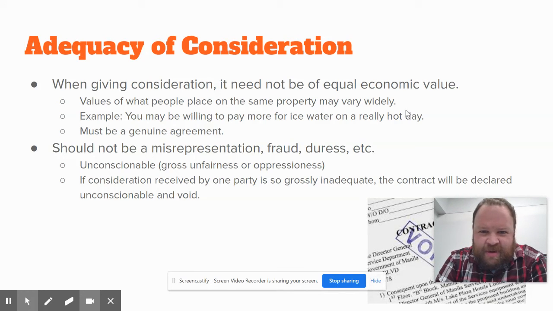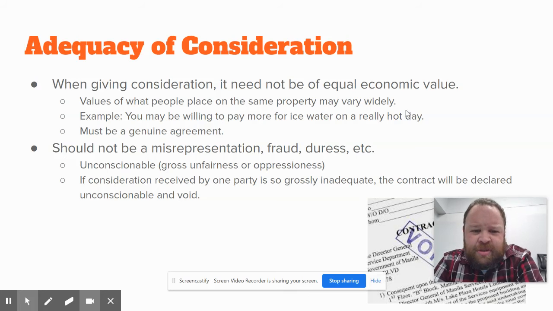Adequacy of consideration. So let's look at this. When giving consideration, it does not need to be of equal economic value. Values of what people place on the same property may widely vary. Think of it: if you are outside on a hot day, maybe you're at a concert and it's super hot and you really just want some ice water. Well, they might charge you more for that ice water on a really hot day than if you were to go to a concert when it's nice and cool and you're not going to need as much. That would be an example of not having equal economic value.